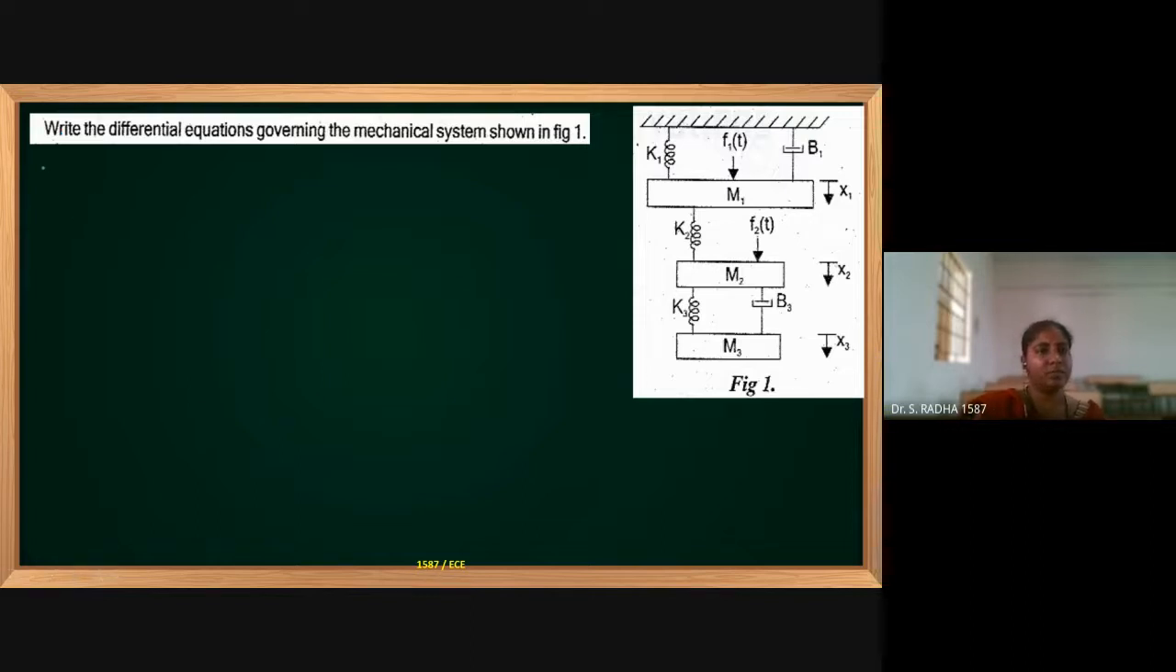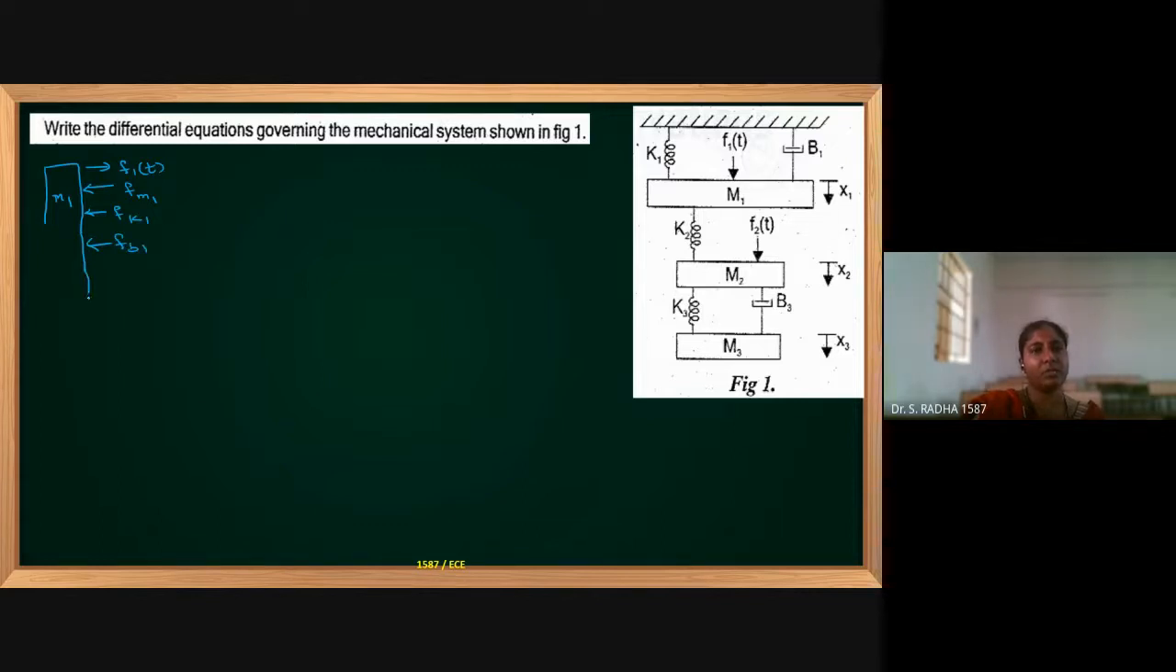I will draw the free body diagram for the first mass, M1. For M1, the applied force F1 of t will try to drag it. But the opposing forces will be given by M1: Fm1 is the opposing force. What are the elements connected to M1? K1 is connected, so I will write Fk1. And B1 is connected, so I will write Fb1.